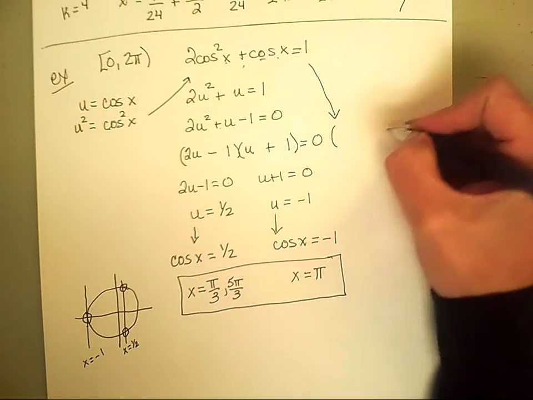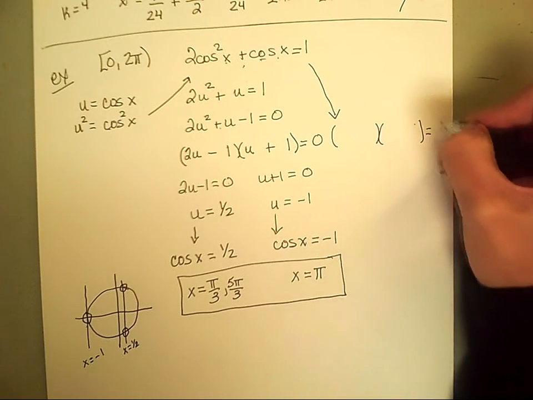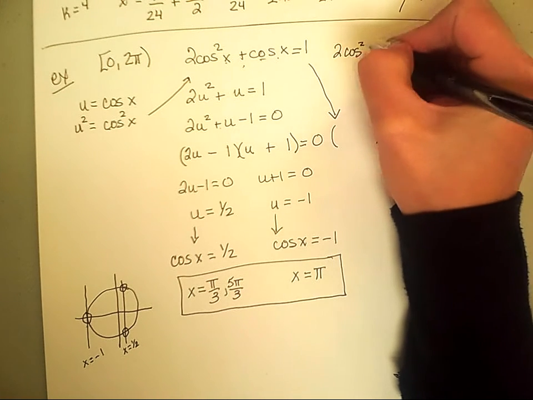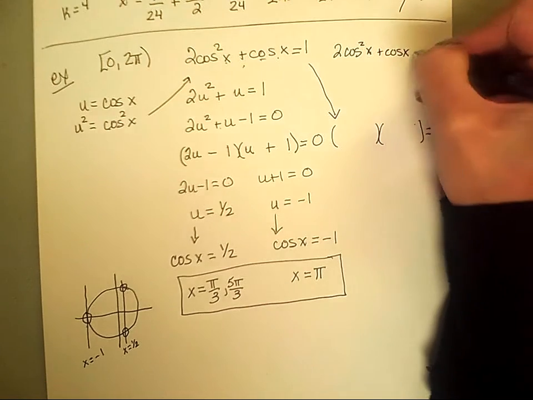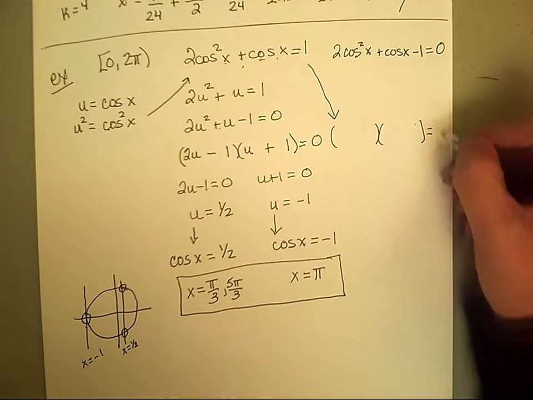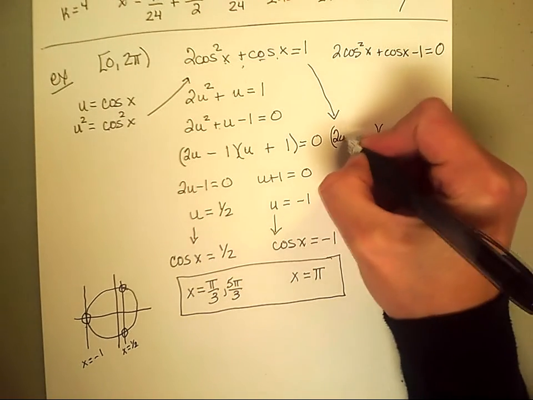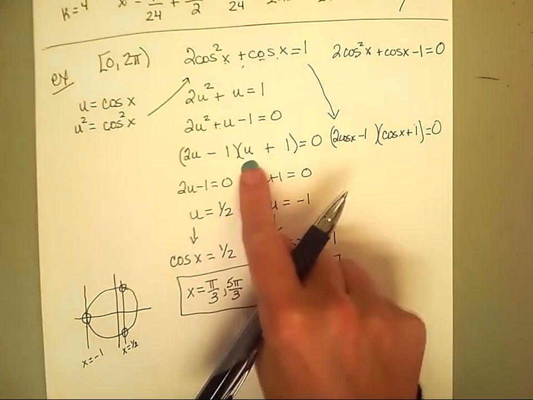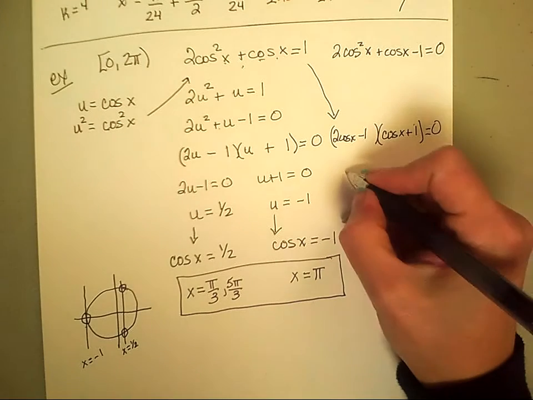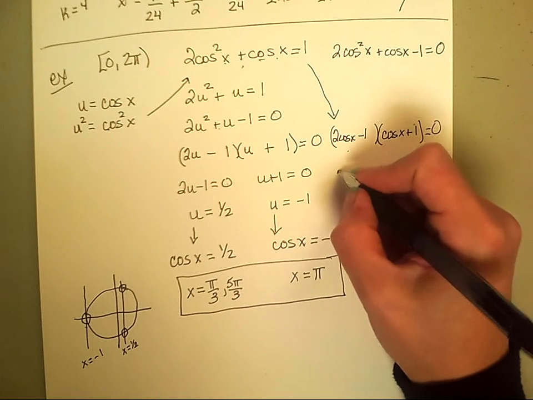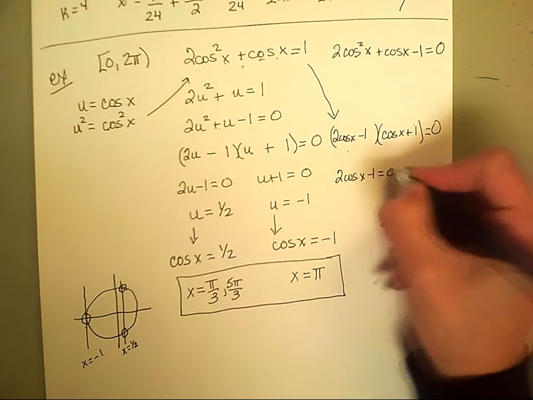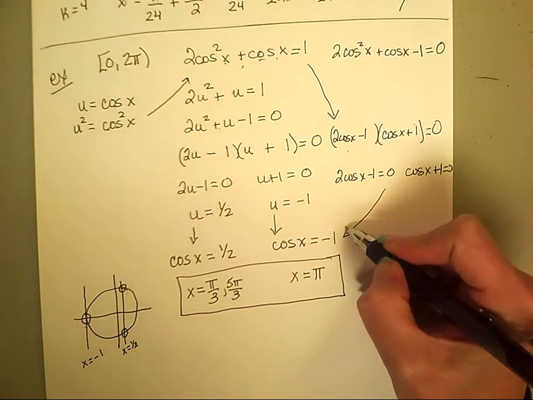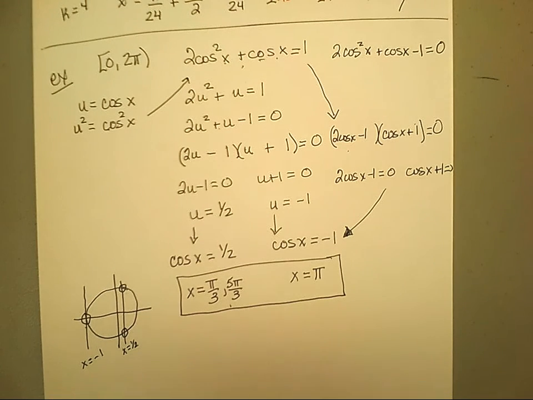Notice if you didn't want to do a u substitution, I could have just factored straight away here. Well, first I'd have to rewrite this as 2 cosine squared x plus cosine of x, and then minus 1 equals 0, because if we're going to factor, everything needs to equal 0. And then I could have just written it as 2 cosine of x minus 1 and the cosine of x plus 1. I didn't have to do this u substitution. Okay. Then when you'd split them up, you'd come down and get 2 times the cosine of x minus 1 equals 0, or the cosine of x plus 1 equals 0. It will all come out to be solving these, and we have these solutions.